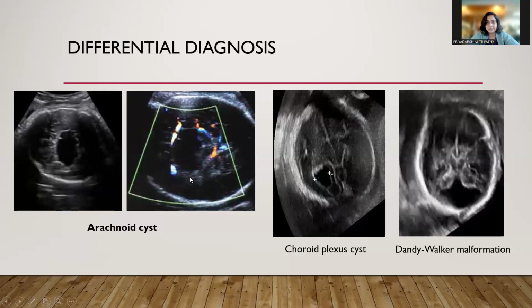And coming to the differential diagnosis, the first can be an arachnoid cyst, which is a fluid-filled cyst in the mid part of the brain. But when we put Doppler into it, there is no flow across it. And second is a choroid plexus cyst, the same thing, there is no flow, it's just an anechoic fluid-filled cavity. And the third is a Dandy-Walker malformation. Dandy-Walker malformation is basically a posterior fossa malformation where there is absence of the cerebellar vermis and the fourth ventricle is dilated and there is no flow in there.